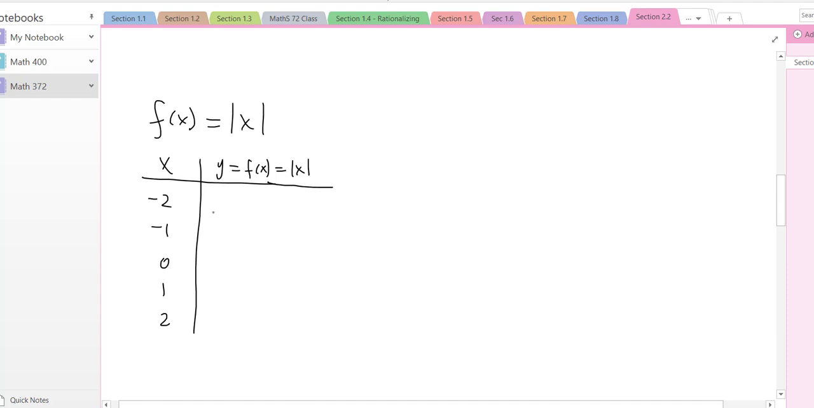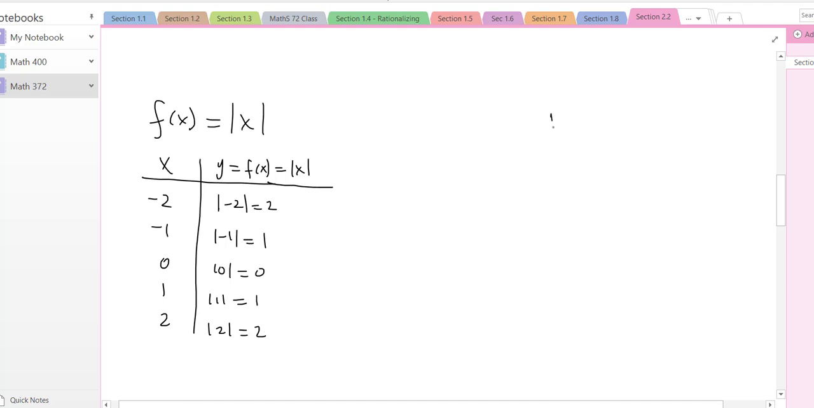So when x is -2, y is going to be the absolute value of -2, which is 2. When x is -1, the absolute value of -1 is 1. Absolute value of 0 is 0, and so on. The absolute value of 1 is +1. Absolute value of 2 stays +2.